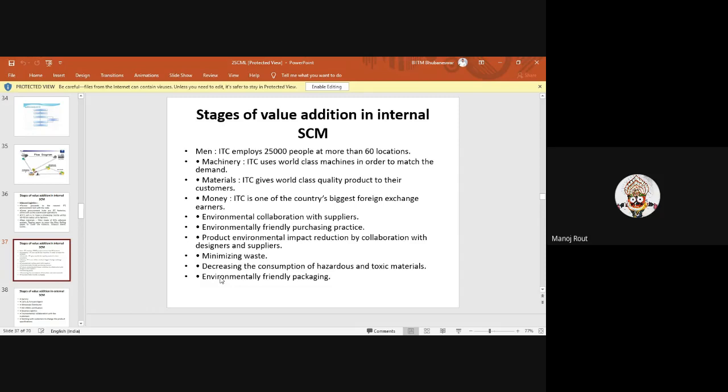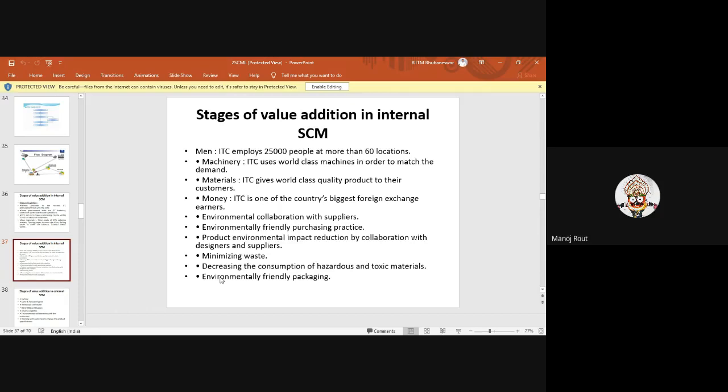The next part is money. ITC is one of the country's biggest foreign exchange earners. And apart from those things, the environmental collaboration with suppliers is the most important thing. The next one is environmentally friendly purchase practice. Then product environmental impact reduction by collaboration with the designer and supplier.